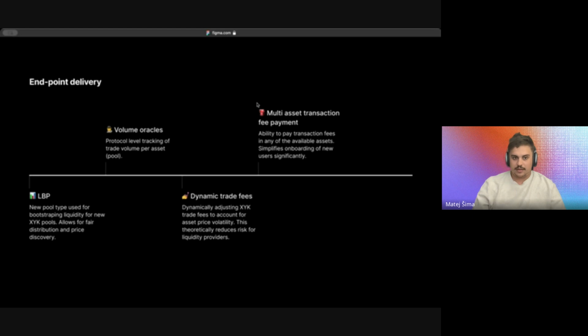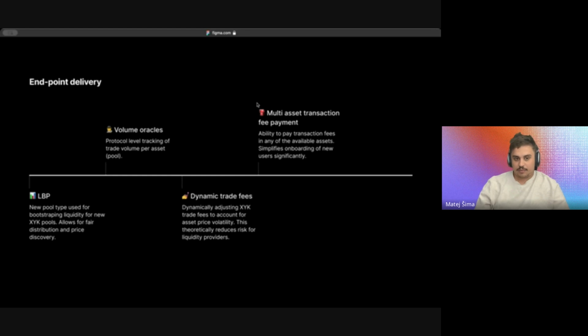Moving on to the endpoint milestones, or what did we deliver since the midpoint until now? We've delivered the following things. The first thing is a new kind of pool. This time it's not an XYK pool, but an LBP pool. It's a new pool type used for bootstrapping of liquidity for XYK pools. One of the features that we could highlight here is that it allows for fair distribution of the tokens and also a good price discovery mechanism.